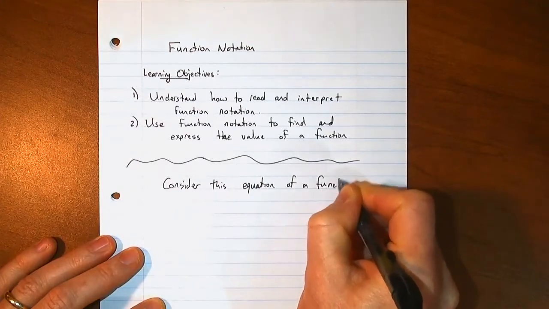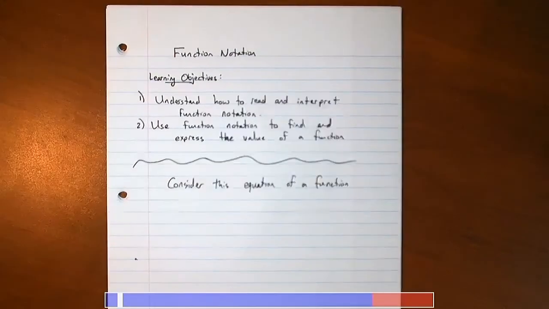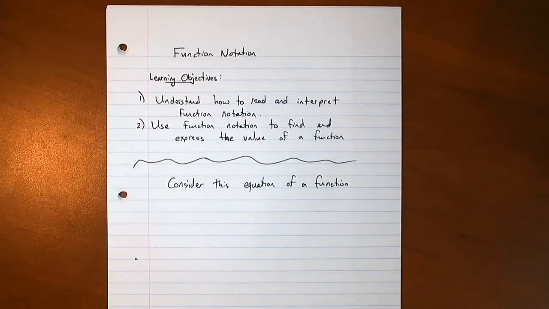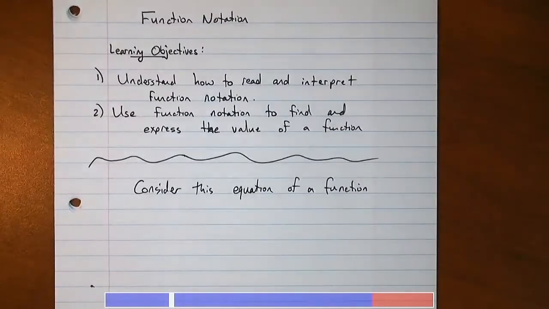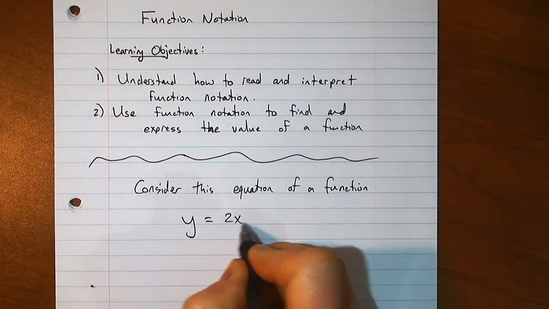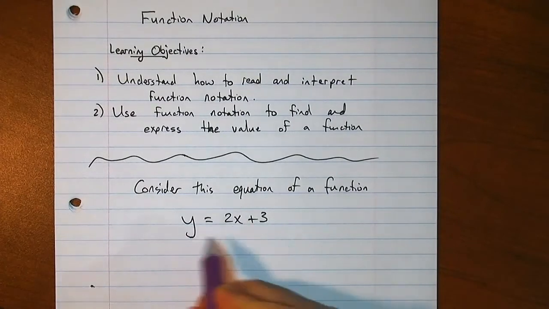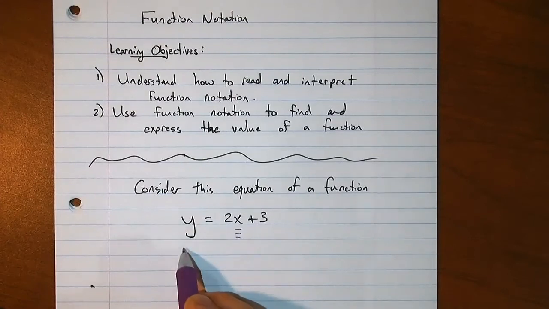Now, for right now, I'm just going to tell you that this is a function. I'm not going to ask you to try and prove it or verify it or anything like that. I'm just going to tell you this is a function, all right? So here is an equation of a function. y is equal to 2x plus 3. Okay, now the first thing I want you to notice is that in this equation there's 2 variables. There are x's and there are y's, which means that's something that I can graph.